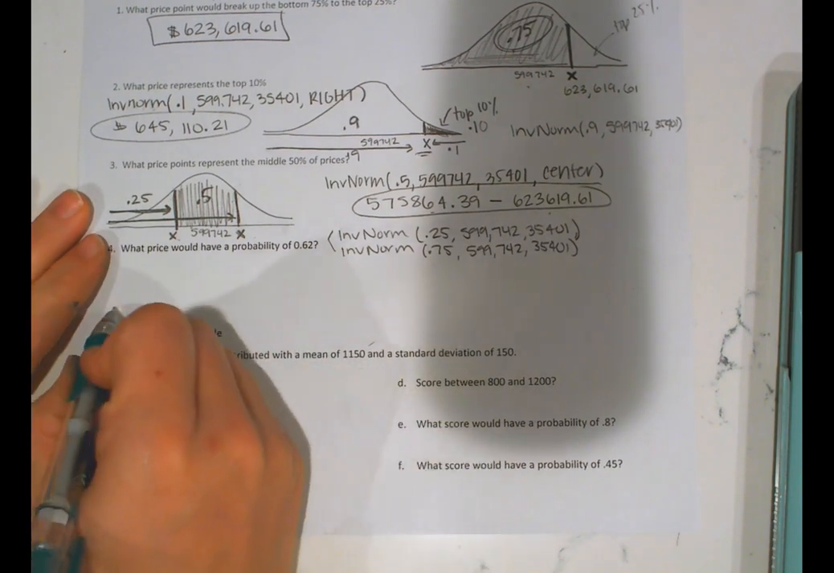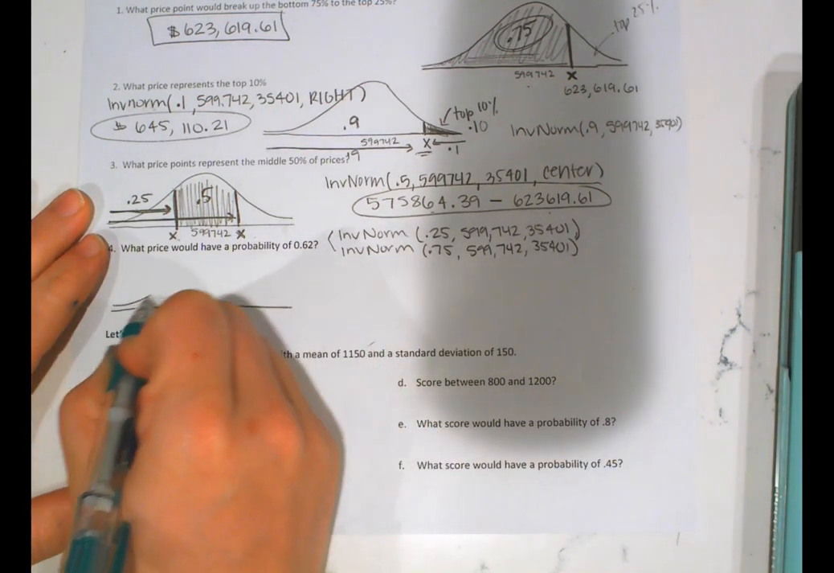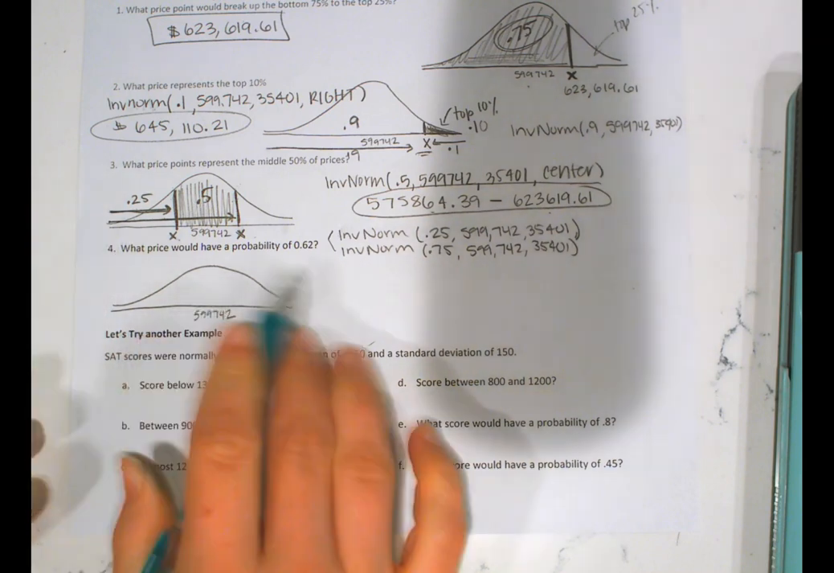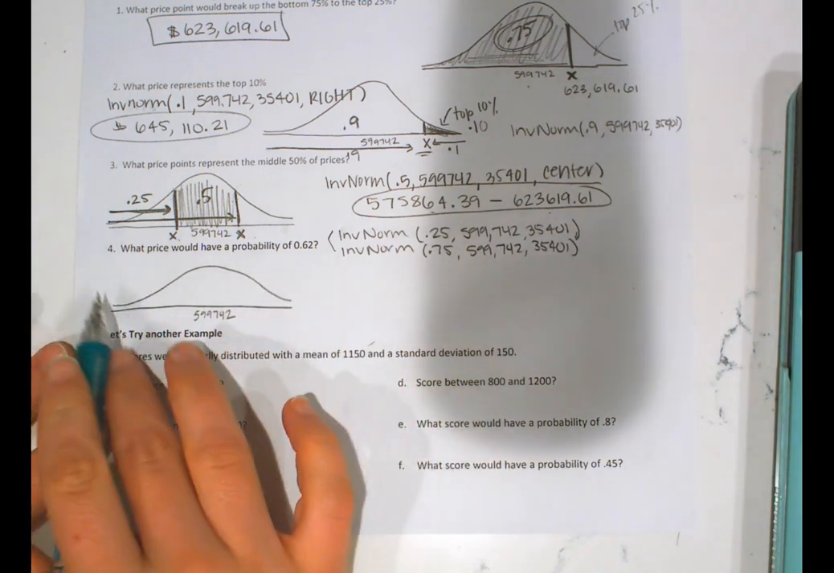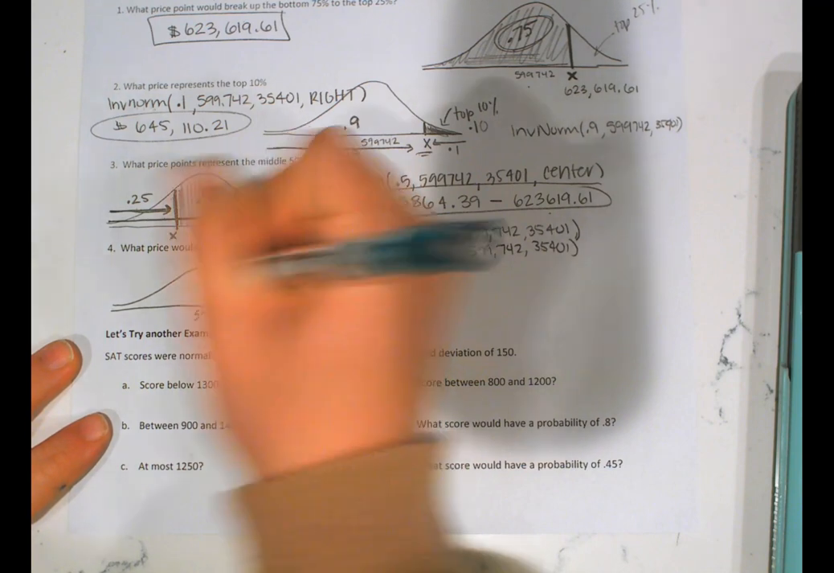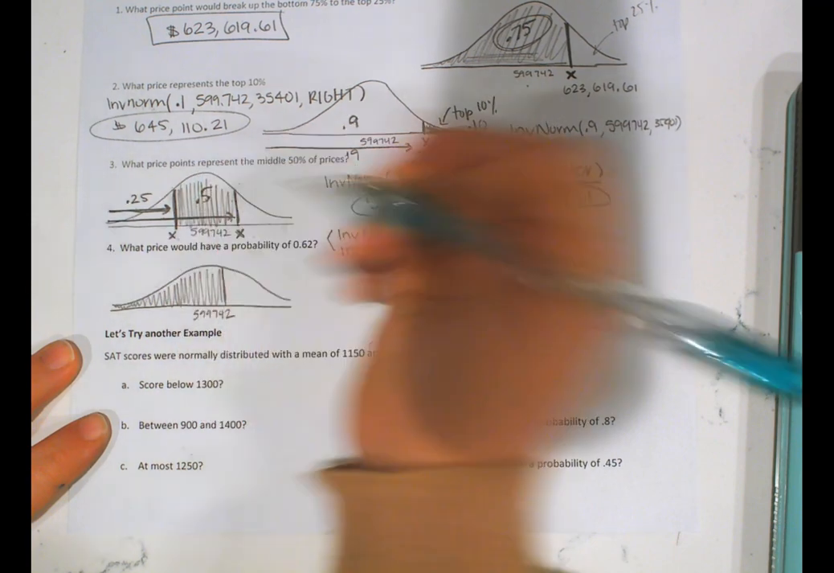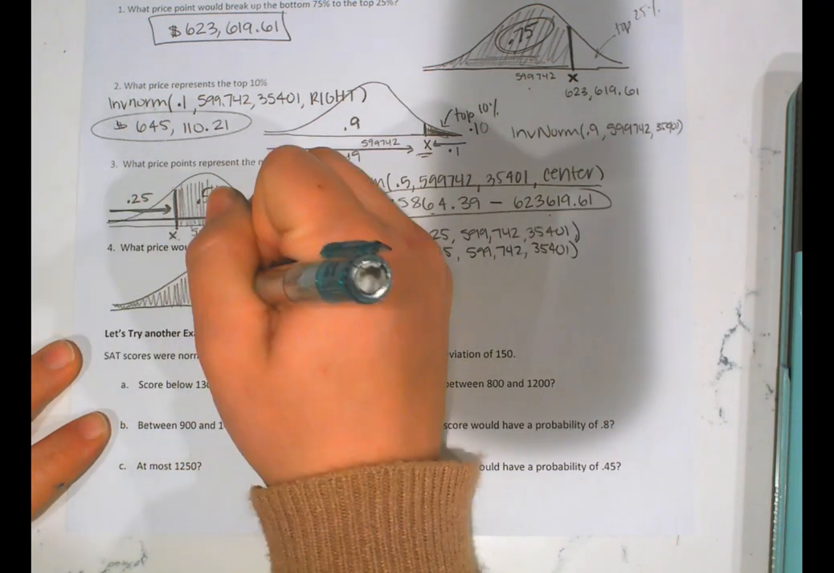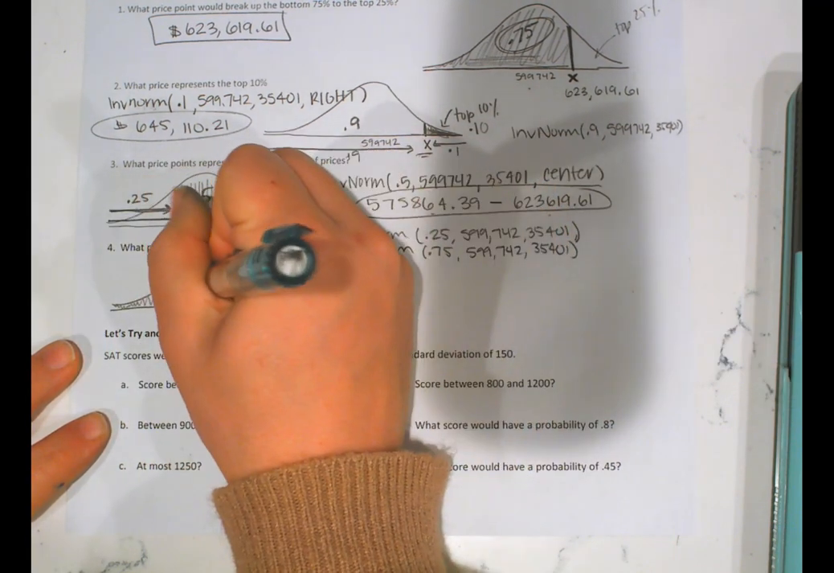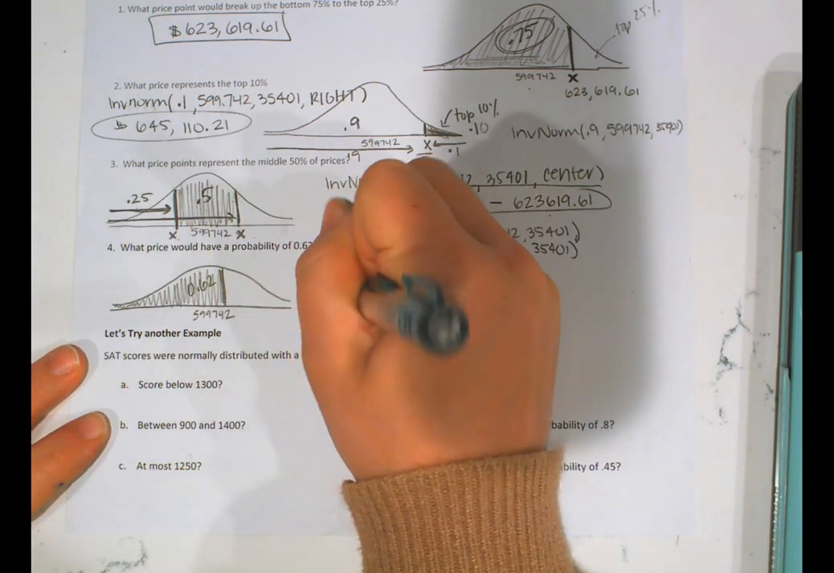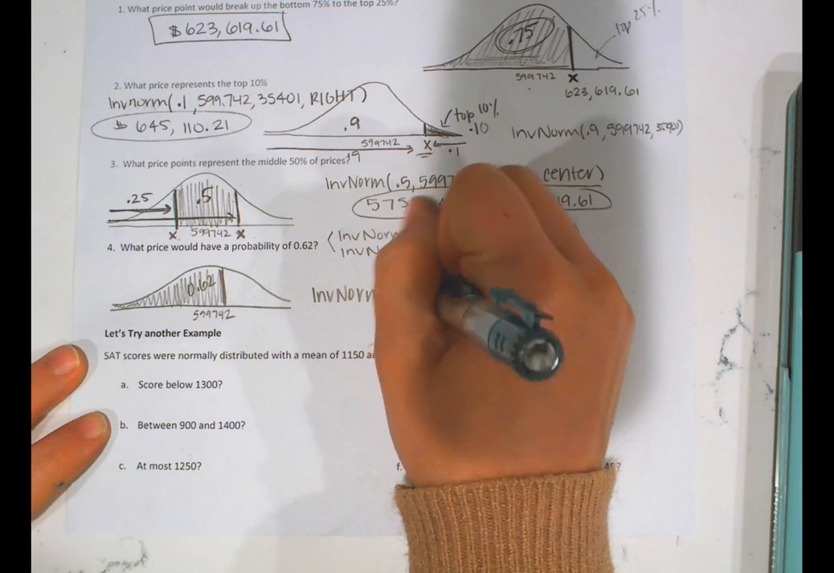All right. So it says, what price would have a probability of 0.62? So we're looking again, here's our normal curve. My mean is in the middle. If it doesn't tell me which direction it's coming from, a probability of 0.62 would mean it's coming from the left. So it wants to know what kind of value you would get from finding this area here of 0.62. So I'll do my invNorm, and luckily you all get to do it the same because we're coming from the left.